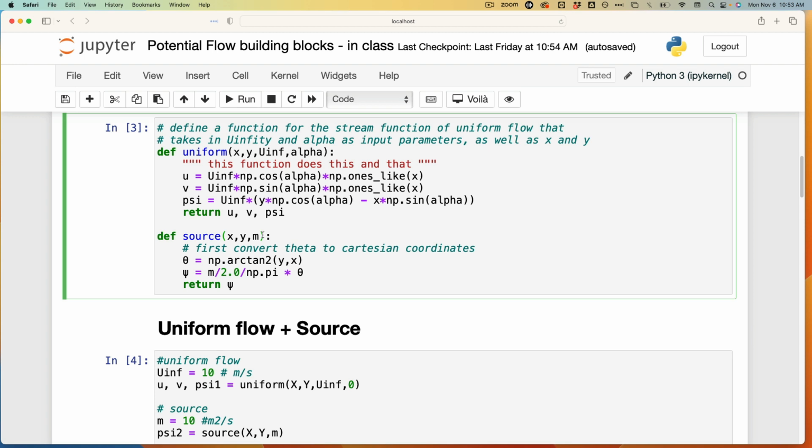I simply would like to add two more parameters, x0 and y0, to tell the source where I want to locate it. And then I can simply change the arctan to y minus y0 and x minus x0. Okay?